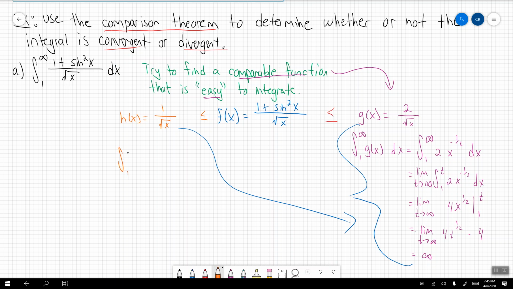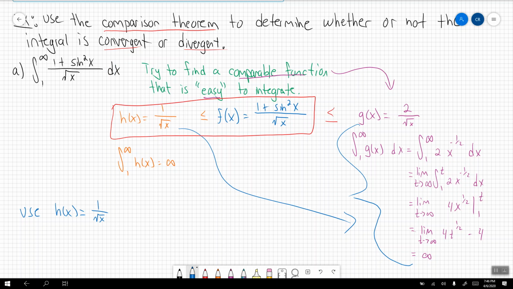So the integral from 1 to infinity for h of x diverges. And this is what we want, because now we bounded the function in question from below, and we got that function from below to diverge, which means the function above it must go with it. So the comparison that we made here: h of x, 1 over the square root of x, is less than or equal to 1 plus sine squared of x over square root of x, and this was our f of x.